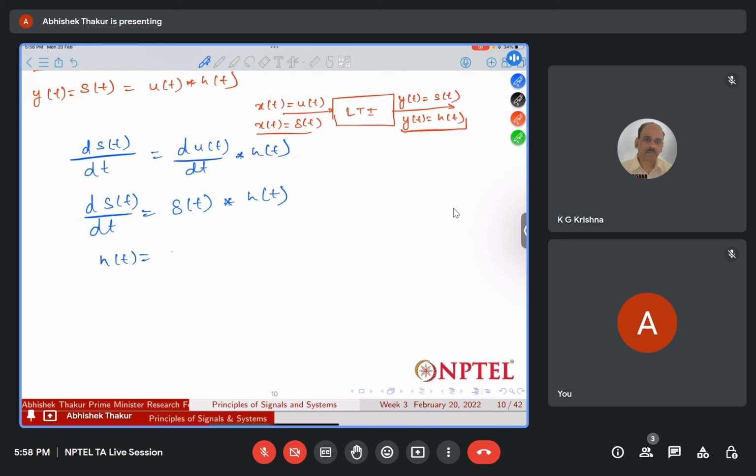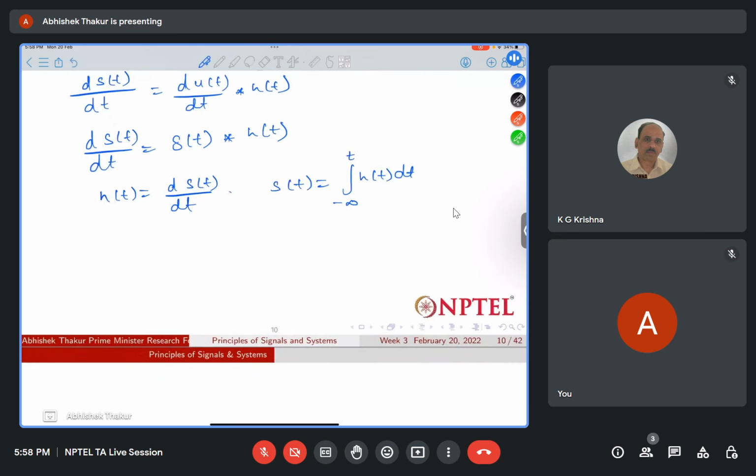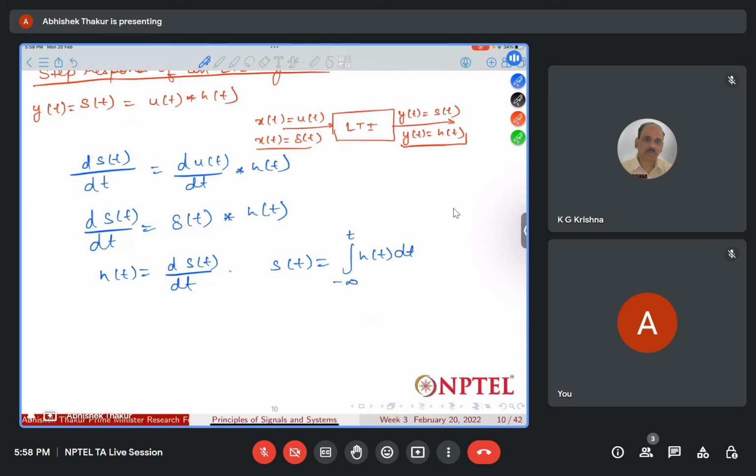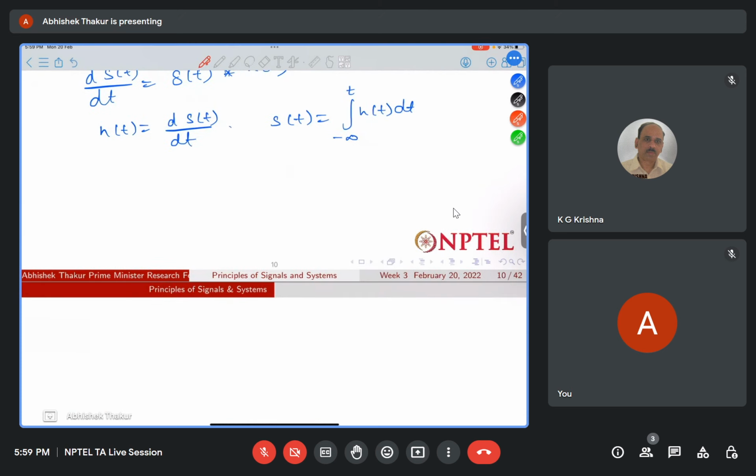Here ht is equal to the derivative of step response. So st is equal to the integration of ht dt from minus infinity to t. So just for converting from step response to impulse response, we have to take the derivative of it, and for converting impulse response to step response, we have to just integrate it. So let's take an example based on this.